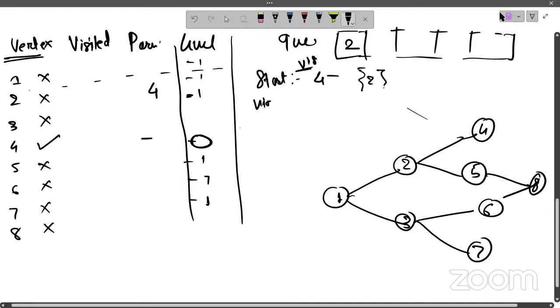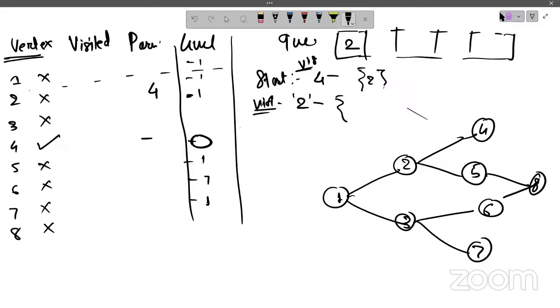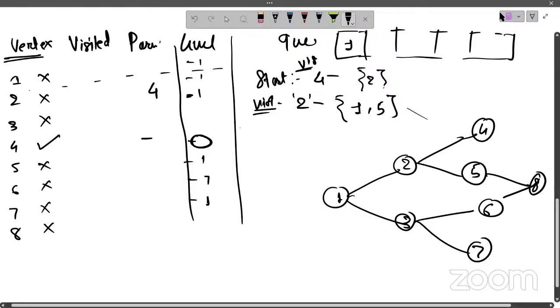So what is our next member? The next member to visit is 2, right? If I visit 2, what are the neighbors of 2? They are just 1 and 5. So I'll remove 2 from my queue since I have visited it, and I'll enter 1 and 5 in my queue. I will also mark it true, and I will update the level of 2 to be 1, because 4 is at level 0, 2 is at level 1.